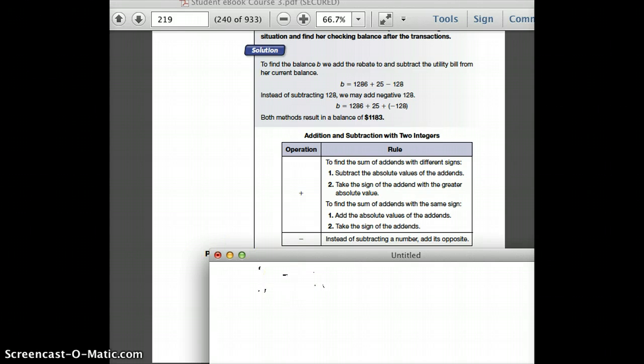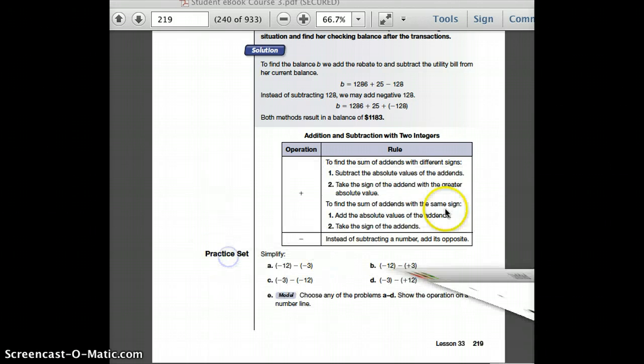Let's try that again. So if you have 3 minus 5, what they're saying is don't subtract it. Change this to an add, and then change that to its opposite. So add that to negative 5. 3 plus -5 is -2. It's going to be important that you try these without a calculator. After you do them, go ahead and check them with a calculator.